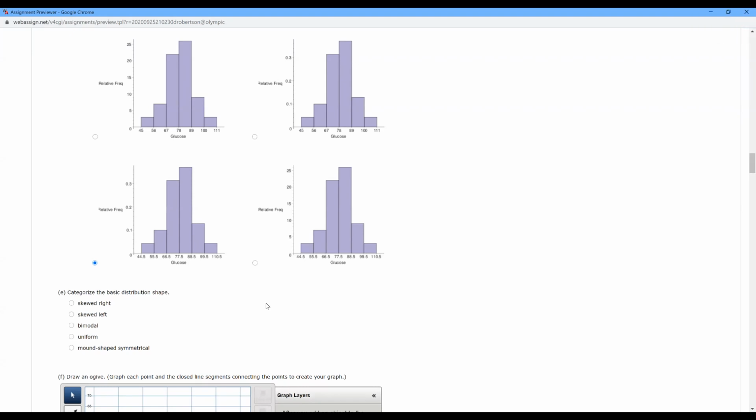Skewed left. If it was bimodal, how many hills would it have? 2. So it ain't that. I don't think I've mentioned uniform, but you know what uniform means, doesn't it mean they're all the same height? They're all the same. So it ain't that. So they've got a new guy in town called mound shape. Do you know, I would call that unimodal? But I guess mound shape works. Doesn't it look like one hill? Mound shaped. Yeah, different textbooks have different labels.